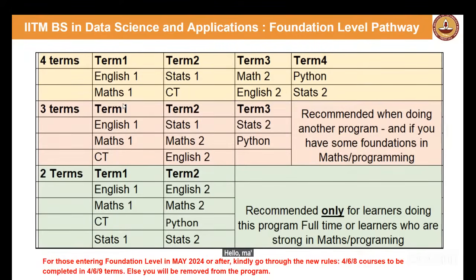Hello, ma'am. Yeah, I can hear you. Good morning, ma'am. Good morning. Ma'am, I applied and cleared the qualifier exam in the May 2025 batch. At that time I was still in 11th grade, so I have not completed 12th grade. I don't have the higher education certificate to continue with that batch. Now that I have completed my 12th grade, I have registered for the May 2026 foundation level.